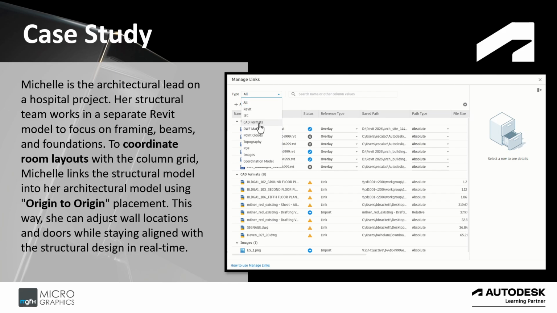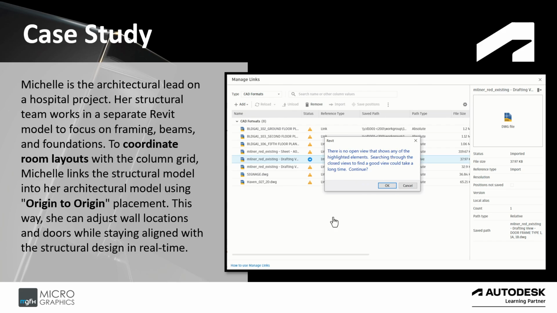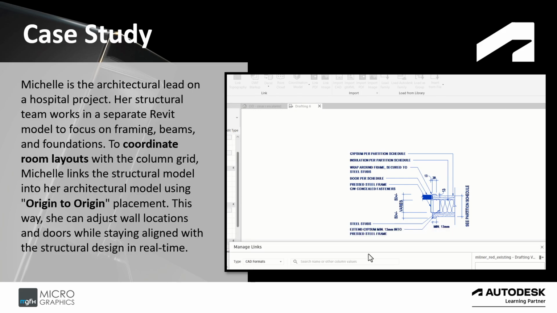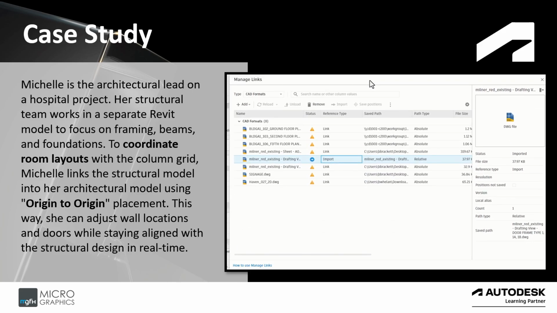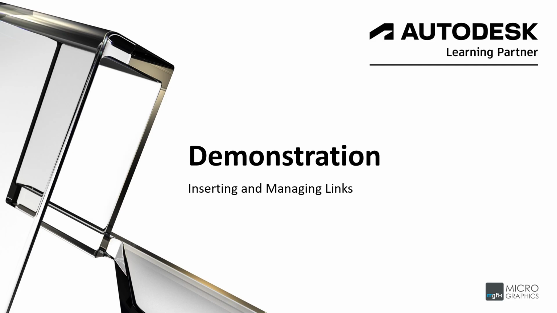On the right-hand side, you will see the Manage Links dialog box. There you can see how one can go about adding different file formats and how you can manage all the different link file format types. So let me do a quick demonstration.